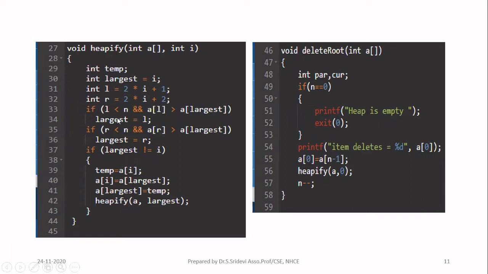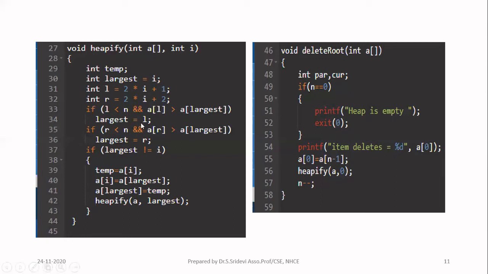Then I have to check my root with the left child. If the left child is larger than the root, I have to change the index of the largest node. So for that I am writing: if A of L is greater than A of largest, that means my left child is greater than my current largest node, so I will make largest equal to L. This is the index, whereas A of i and A of largest are nothing but the values of the elements. So I am making largest as L.